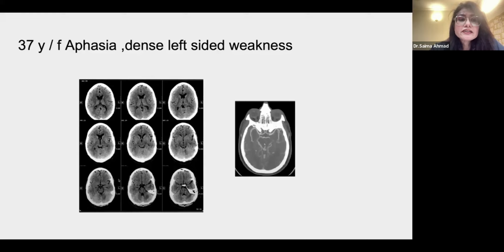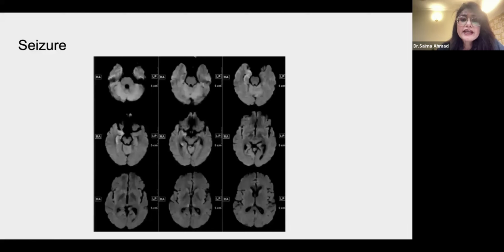There is a 37-year-old female who presented with aphasia and dense left-sided weakness. When CT was performed, it was unremarkable, and when CTA was performed, it was also unremarkable, but the patient was admitted. The next day when MRI was performed, you can see there is restricted diffusion involving the right mesial temporal lobe and also the hippocampal gyrus, as well as the pulvinar region of the thalamus. So it was a seizure, which is a stroke mimic, but not a stroke. And you can identify this by using the MRI.